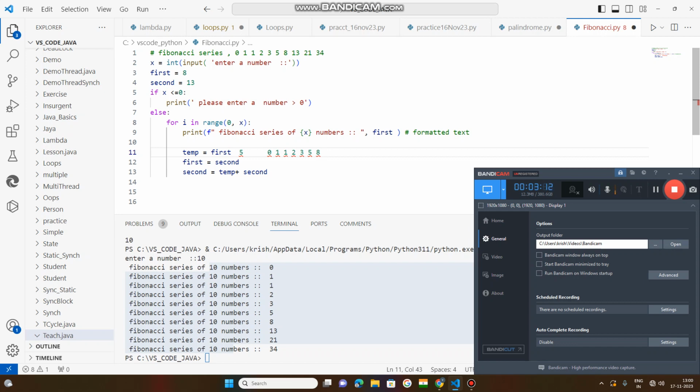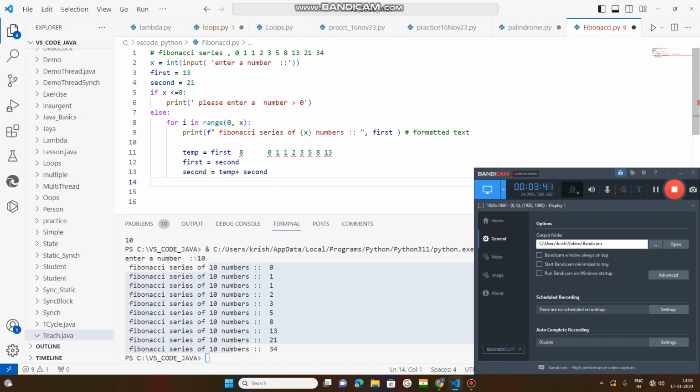Now after that temporary holds the first value, so temp is equal to 8. 8 comes here. Now first is equal to second, so first is equal to 13. So second is equal to temp plus second. Temporary value 8 plus second 13, so 8 plus 13, 21. Okay, now after that this value, 13, will be printed.